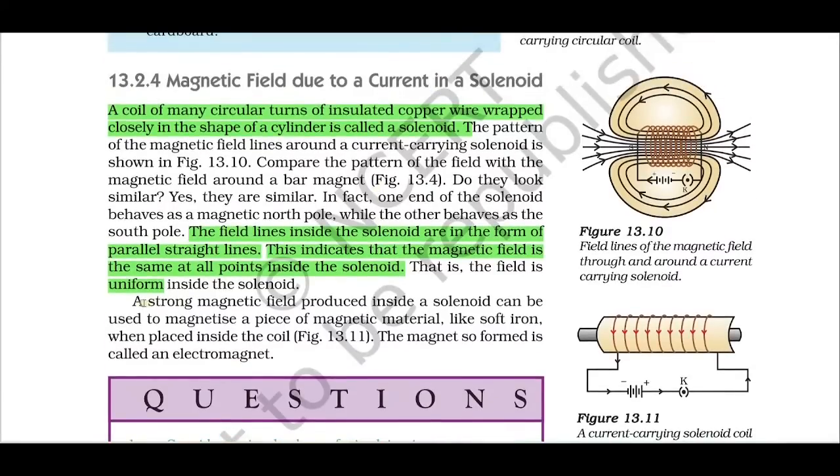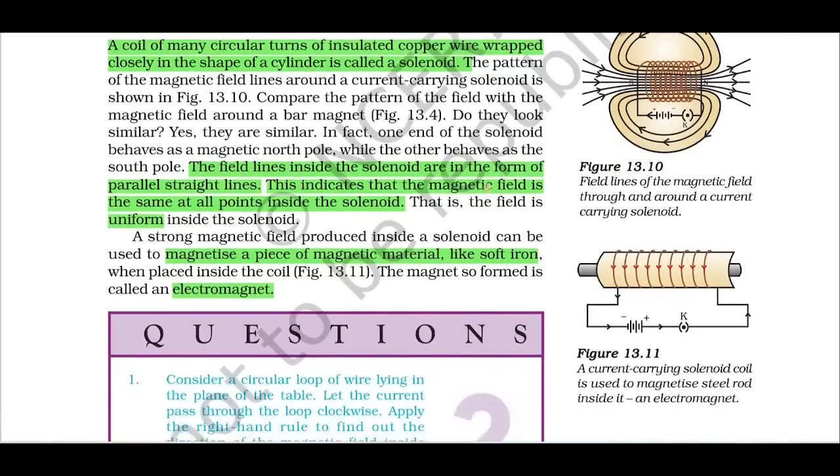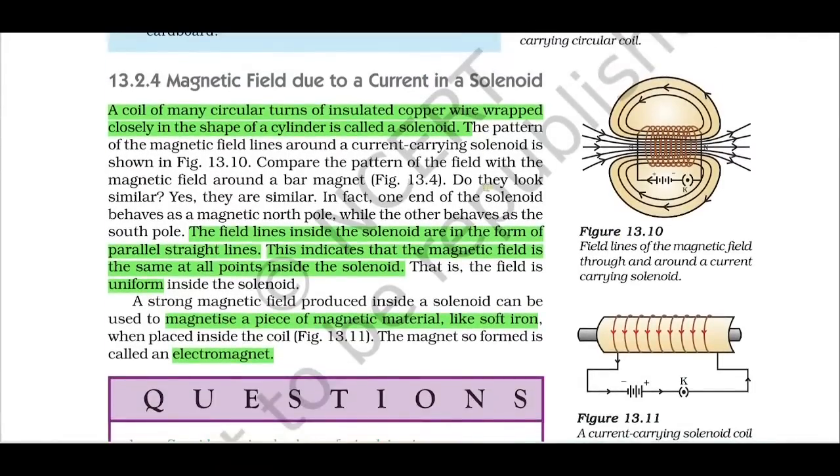A strong magnetic field produced inside the solenoid can be used to magnetize a piece of magnetic material like soft iron. The magnet formed is called an electromagnet. See the definition of solenoid, the properties of solenoid, and also the figure, a very important question. And if an MCQ is asked, the magnetic field produced inside the solenoid is uniform at all points.